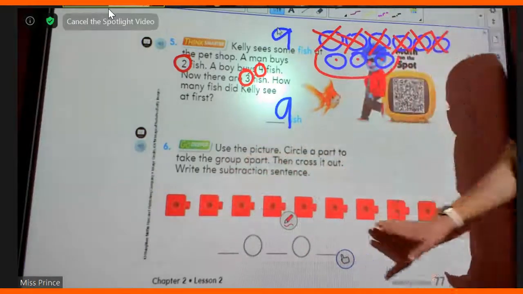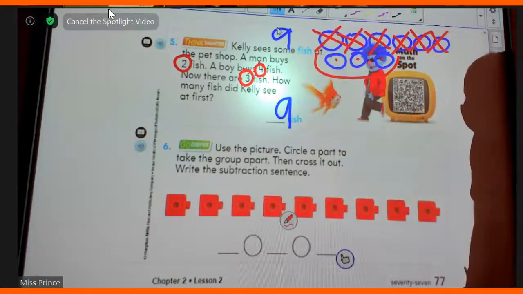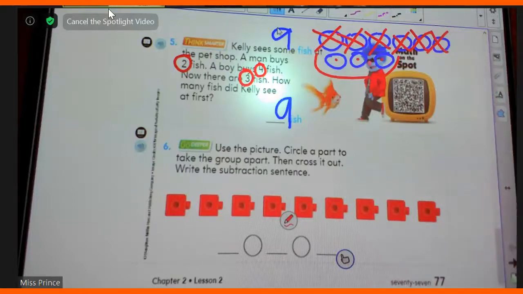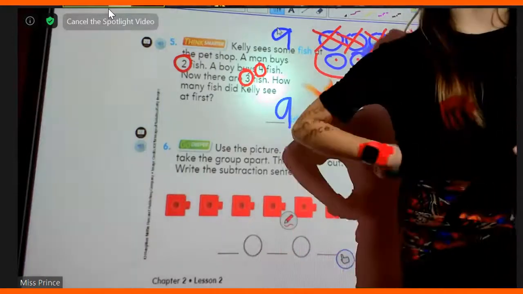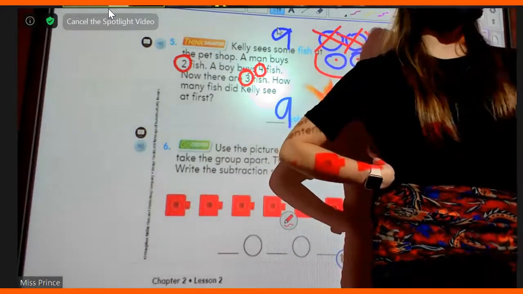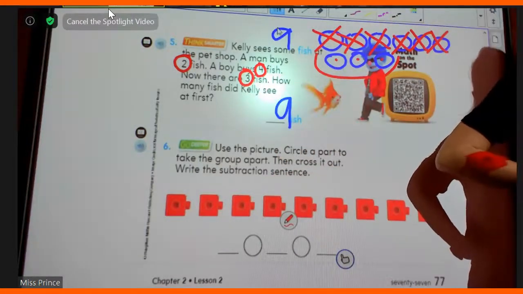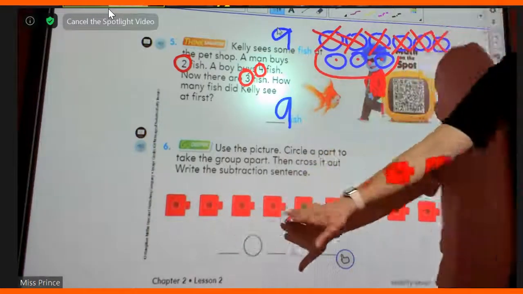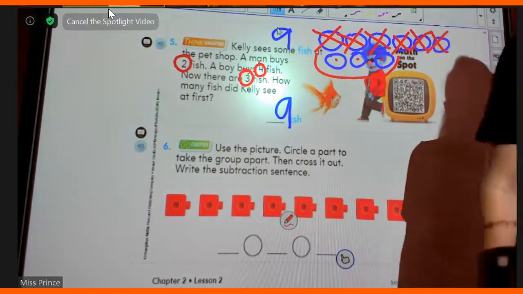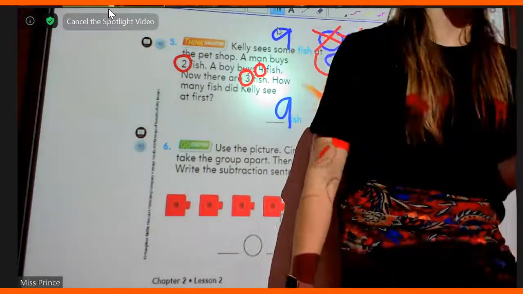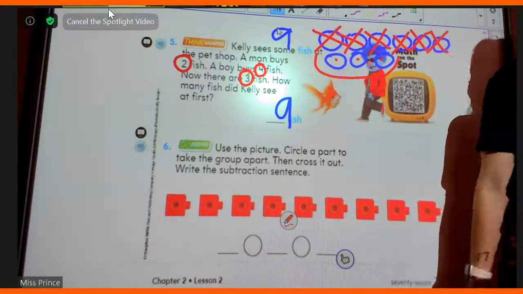Use the picture. Circle a part to take the group apart. Then cross it out. Write the subtraction sentence. This problem, boys and girls, it's saying that your problem doesn't have to match mine. You get to pick how many you're crossing out, but however many you cross out, Elias, eyes up here please. However many you cross out, it has to match your problem. So, I'm going to model mine. Then you guys get to pick how many you want to cross out, but yours has to match your number sentence. So, this is how I'm going to do it.